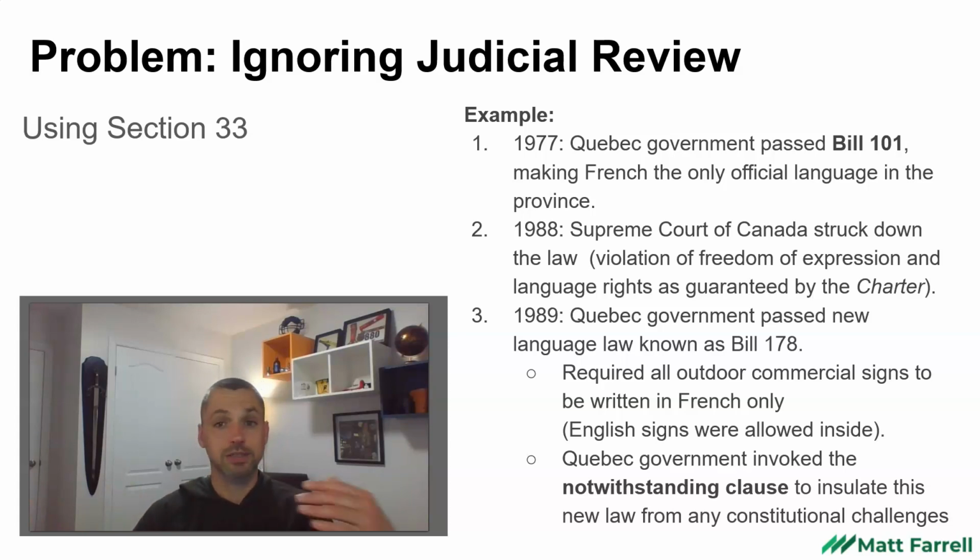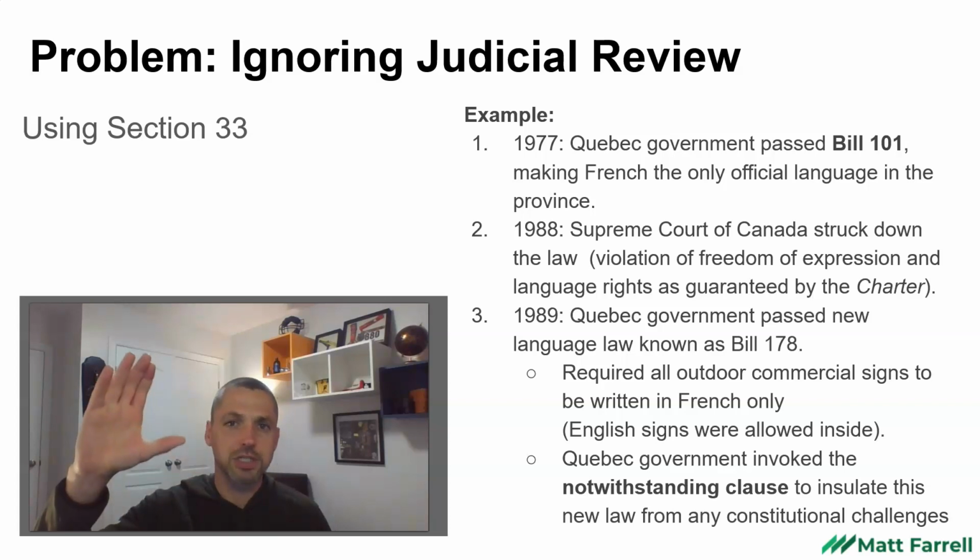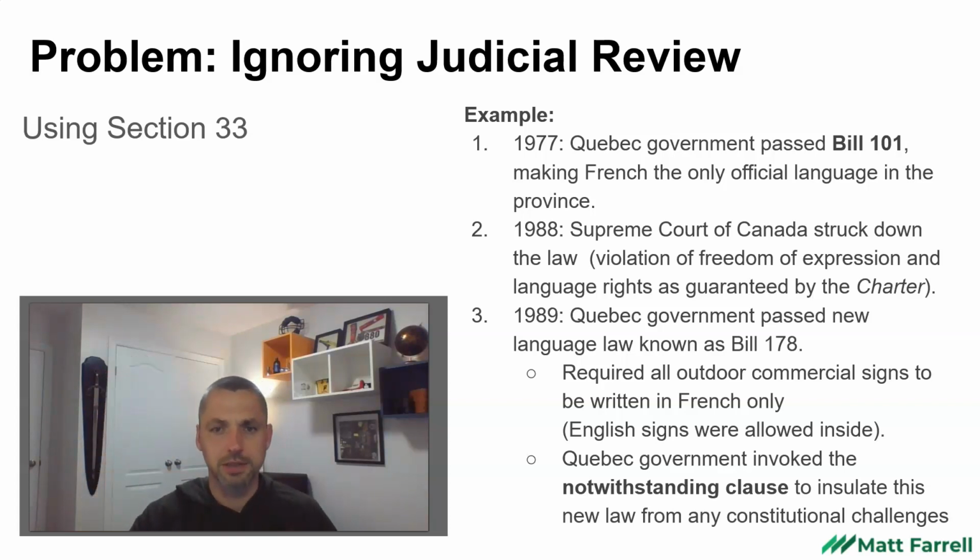So what did Quebec do? They passed a new law, known as Bill 178. Basically said, French only on the outside of buildings. Yeah, you can have some English on the inside. French letters have to be bigger than English letters. There's a lot of different stipulations. And then they added something to it. They said, we are invoking Section 33 of the Constitution. We know the courts have said this is an illegal law, that it violates people's rights, but we are going to continue to operate it anyway, notwithstanding the court's ruling.